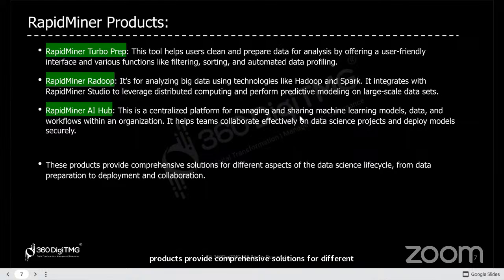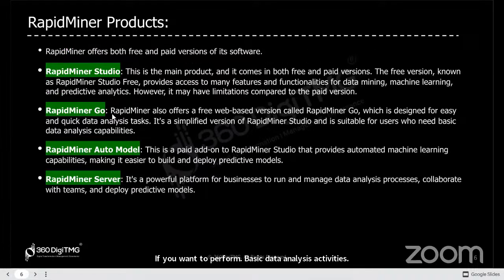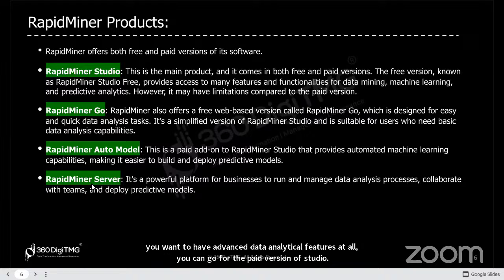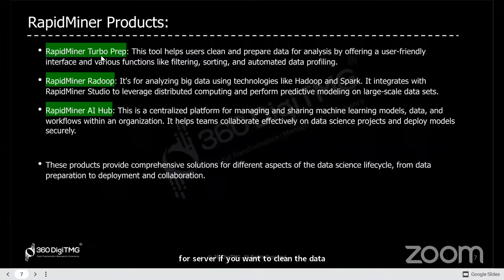So as I have told before, depending upon whatever you want to perform, you can use any product that you want. If you want to perform basic data analysis activities, you can go for the web-based version, which is RapidMiner Go. If you want to have advanced data analytical features, you can go for the paid version of Studio. If you want to collaborate with the teams, you can go for Server. If you want to clean the data, you can go for Turbo Prep. So depending upon the purpose, you can use any tool that you want. So we will have just a quick understanding of everything.